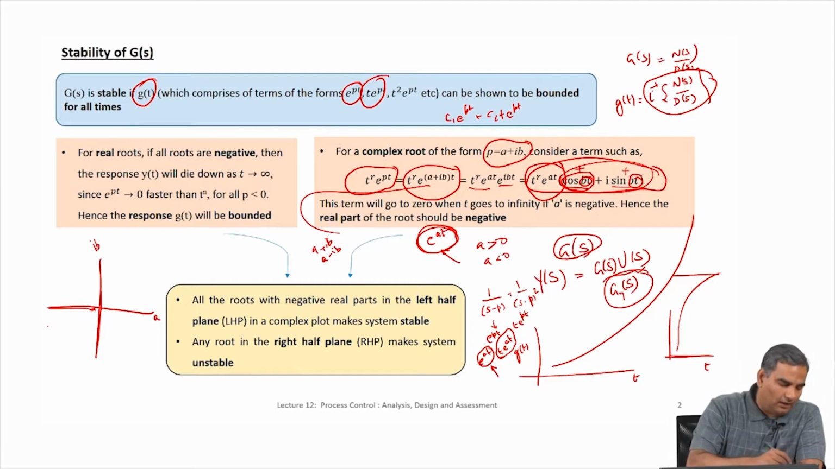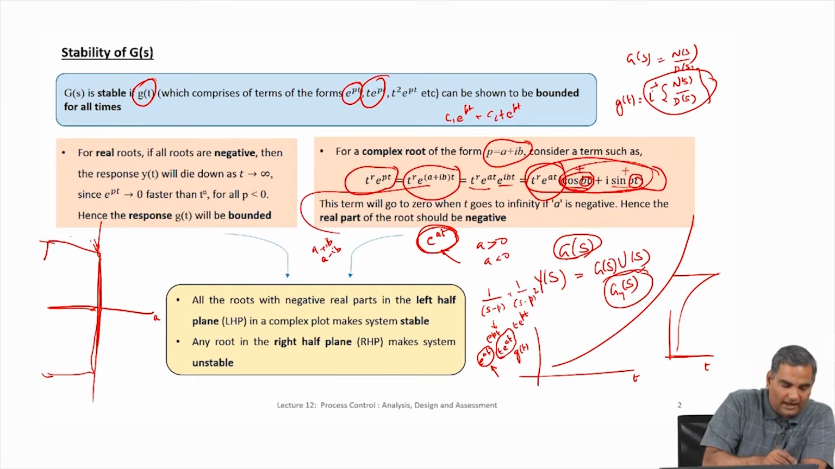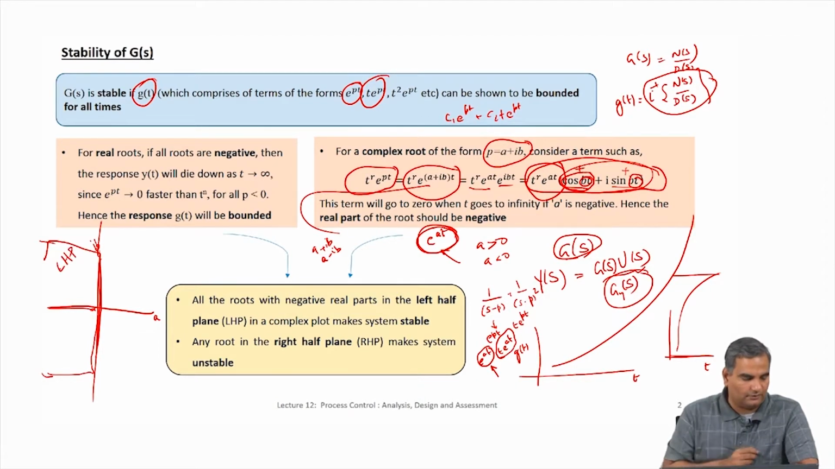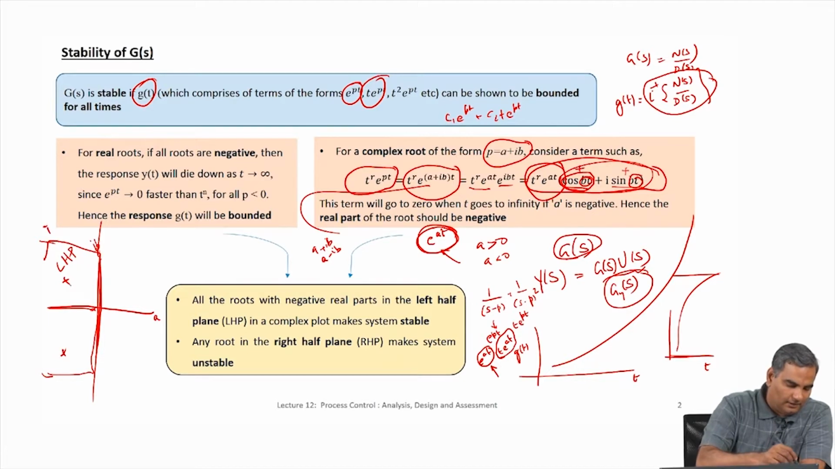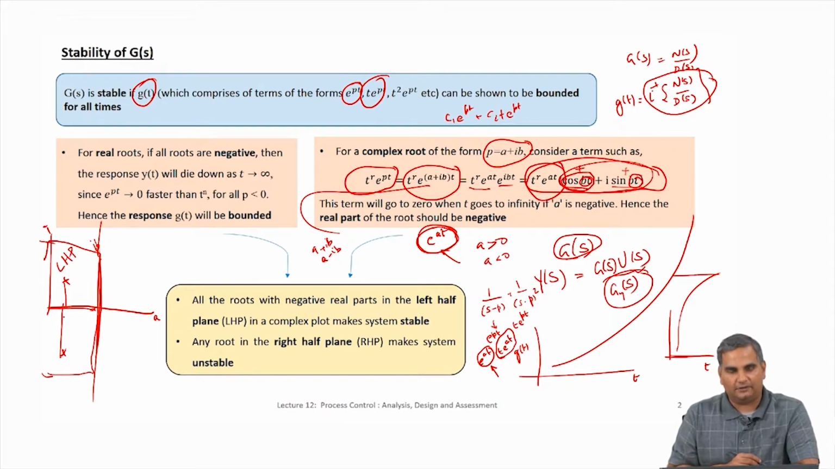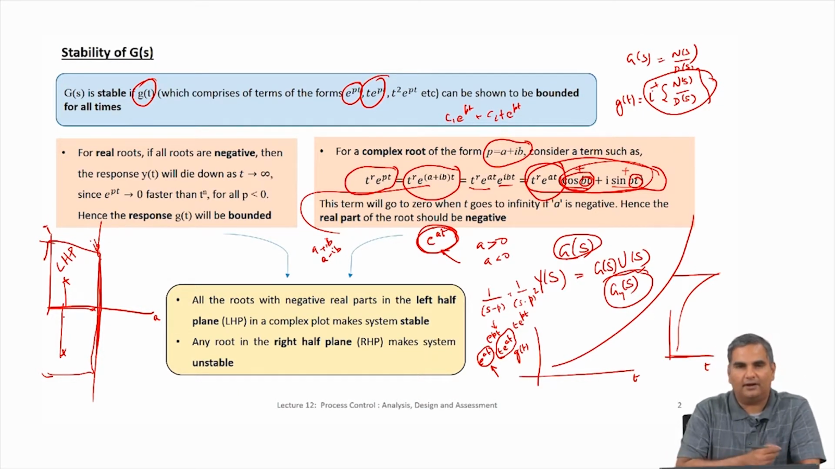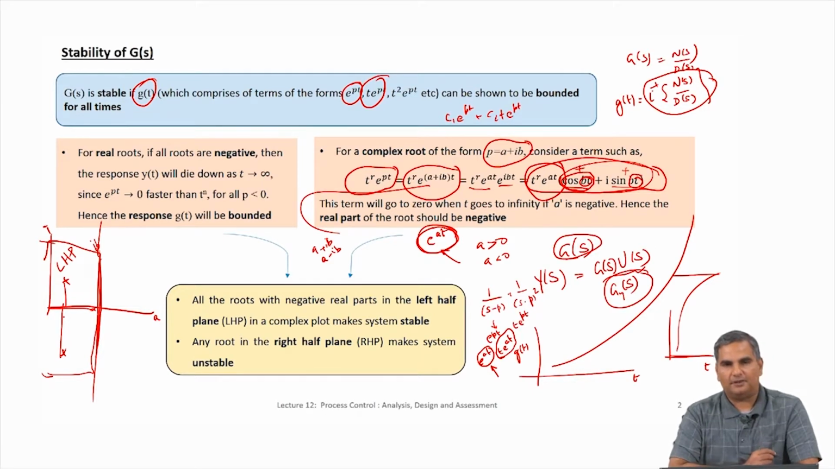So, as long as all your roots are here, which is all a is negative and irrespective of the value of b, b can be positive or negative, it does not matter. This whole side is what is called the left half plane, LHP. This is a term that people use in control. As long as all your roots are in the LHP, it does not matter whether it is here, here, here and so on, because for all of these, if you pull this down, the real part is always negative. As long as the real part is negative, those terms cannot create any problems. So, g of t will be stable.